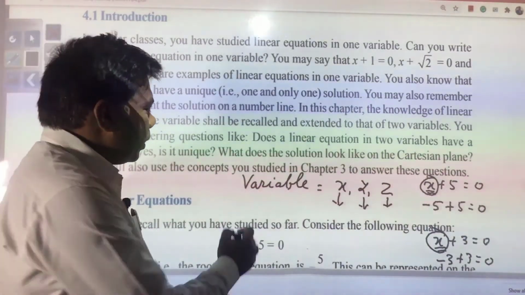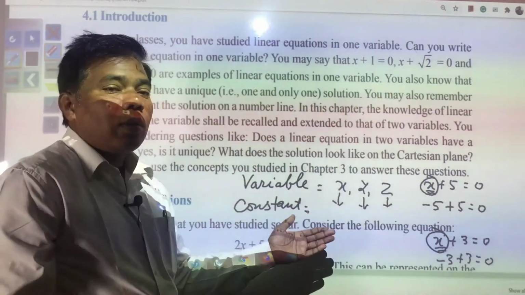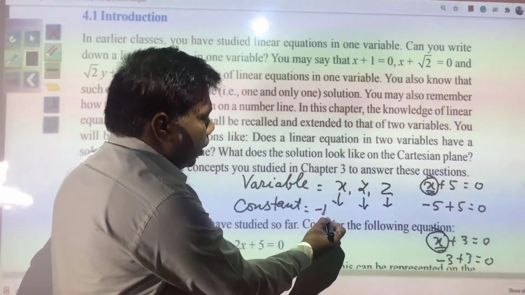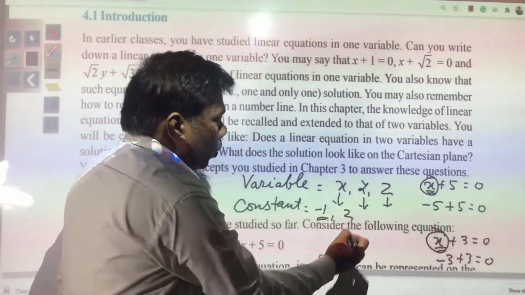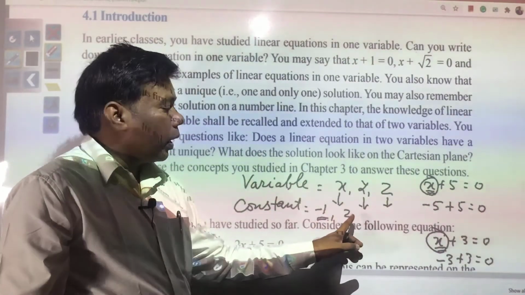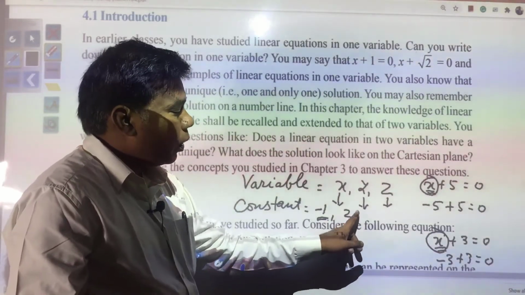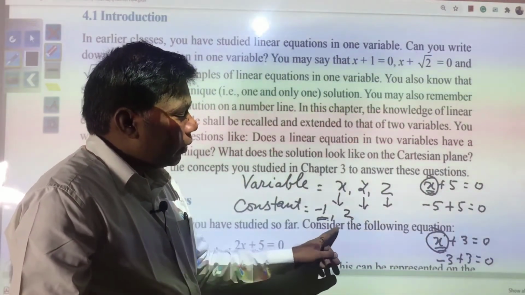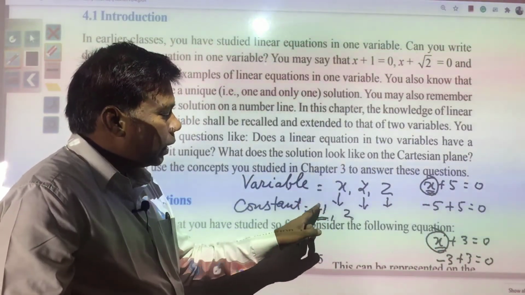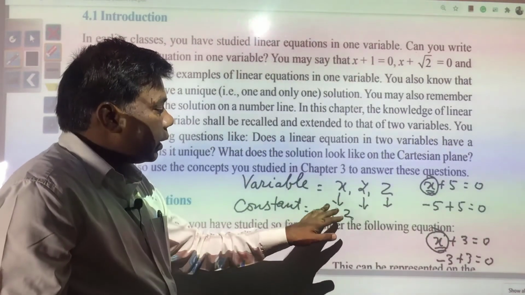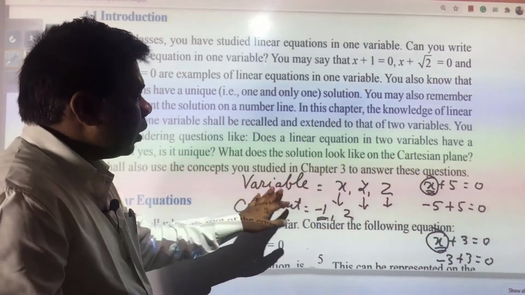What is a non-variable or constant term? Constant means whose value does not vary. Suppose you are writing minus 1, it is minus 1; it cannot vary. If you are writing 2, it means 2; it does not mean 2.5 or 2.6 or 2 by 3, it cannot be varied. 2 means 2, minus 1 means minus 1. So, the terms which do not vary are called constant terms or non-variable terms.